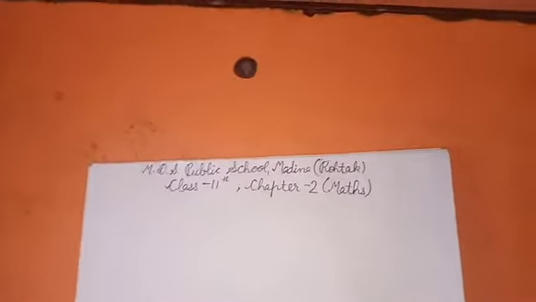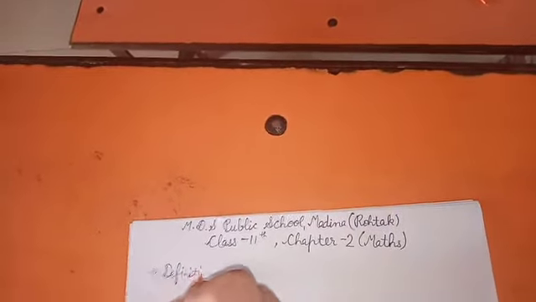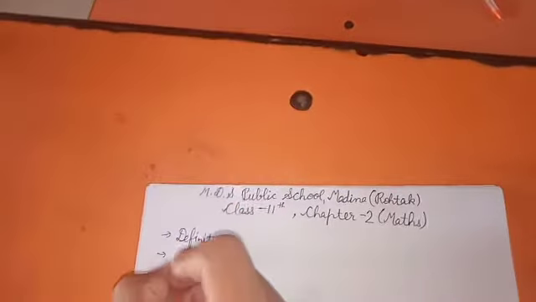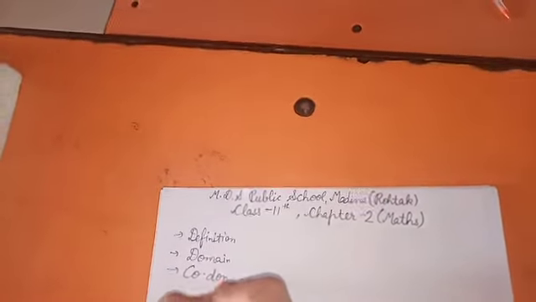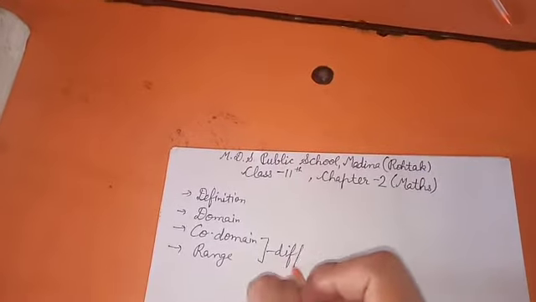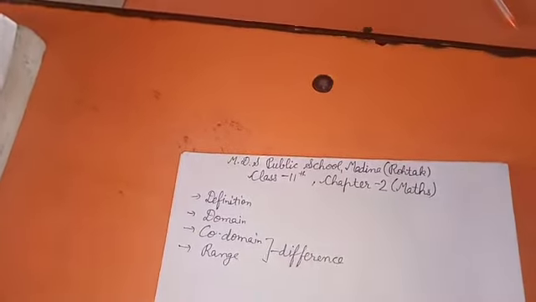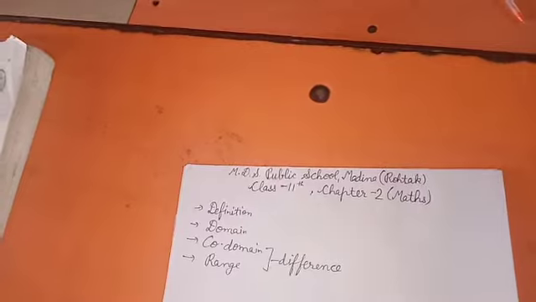In yesterday's lecture, we discussed the basics of relations. In that, we discussed what? Definition of relation, then domain, then codomain, and also range, and the difference between them. These topics are necessary to be memorized, because they are generally confusing.